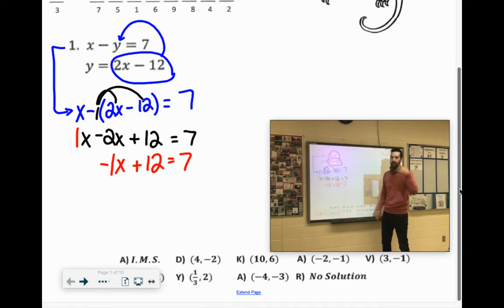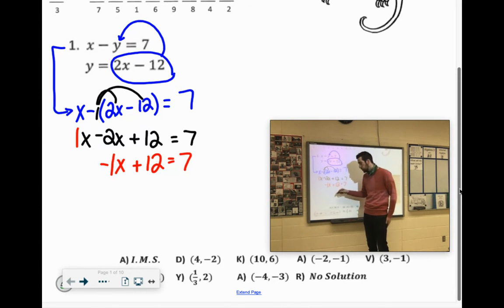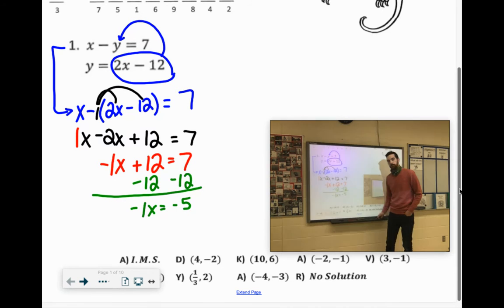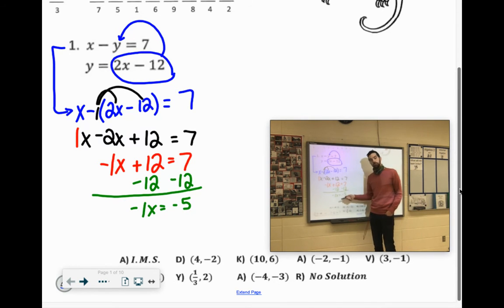Then it says, get the variables on the same side. They already are. So after that, it's undo addition and subtraction. I see plus 12. Let's go ahead and subtract 12. -1x equals 7 minus 12, which is -5. And the last step is to undo multiplication and division. So we have -1x. Let's divide both sides by -1. -5 divided by -1 is +5.